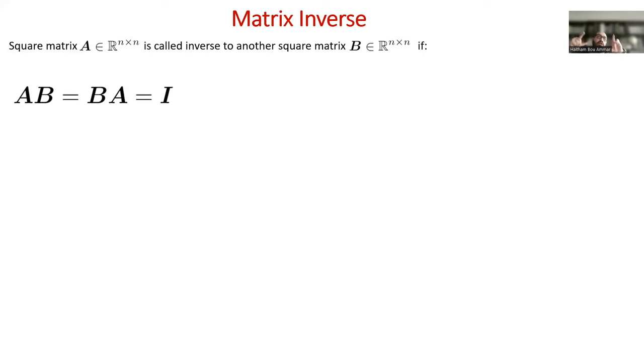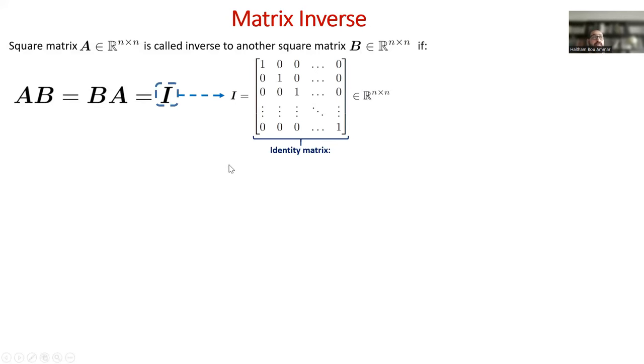So if you want to find the inverse of a matrix, you are looking for that matrix such that if you multiply it by your matrix of interest in any order, you will get the identity. We are looking for the matrix A such that AB or BA gives the identity matrix, which has one on the diagonal and zero otherwise.